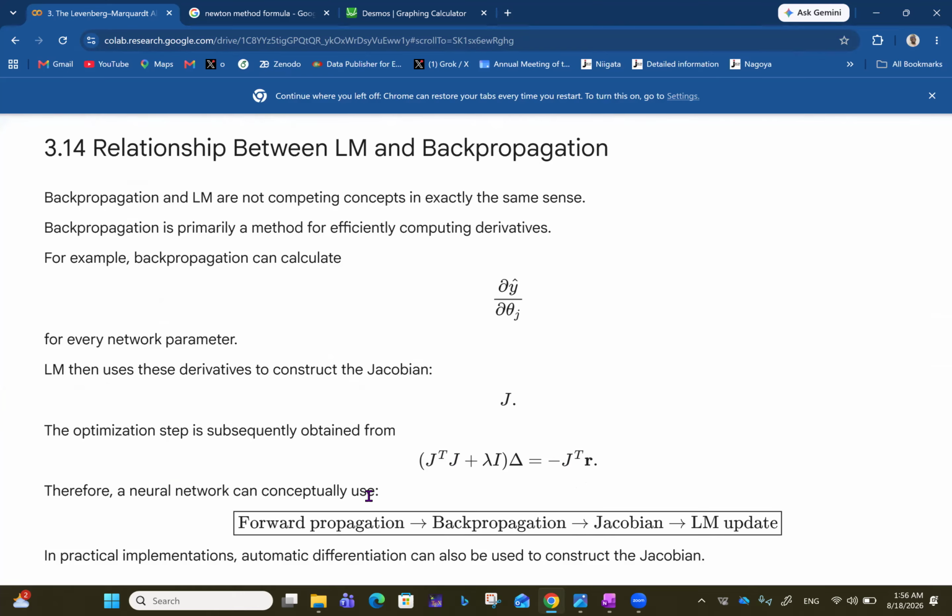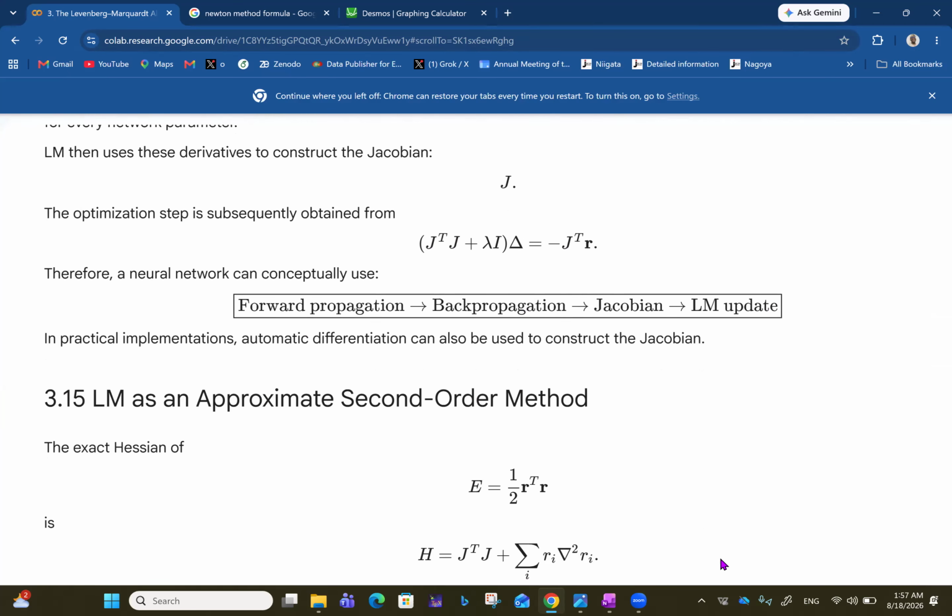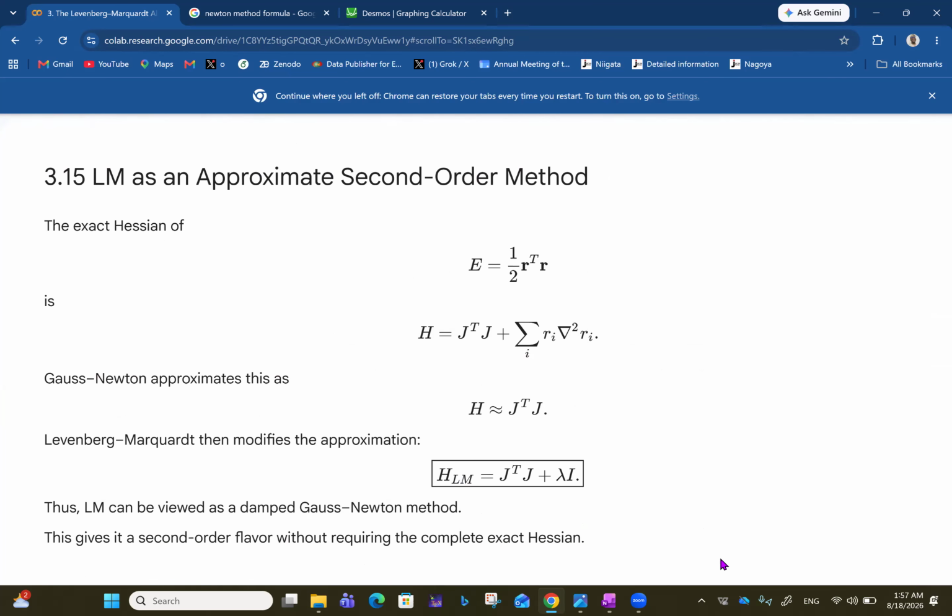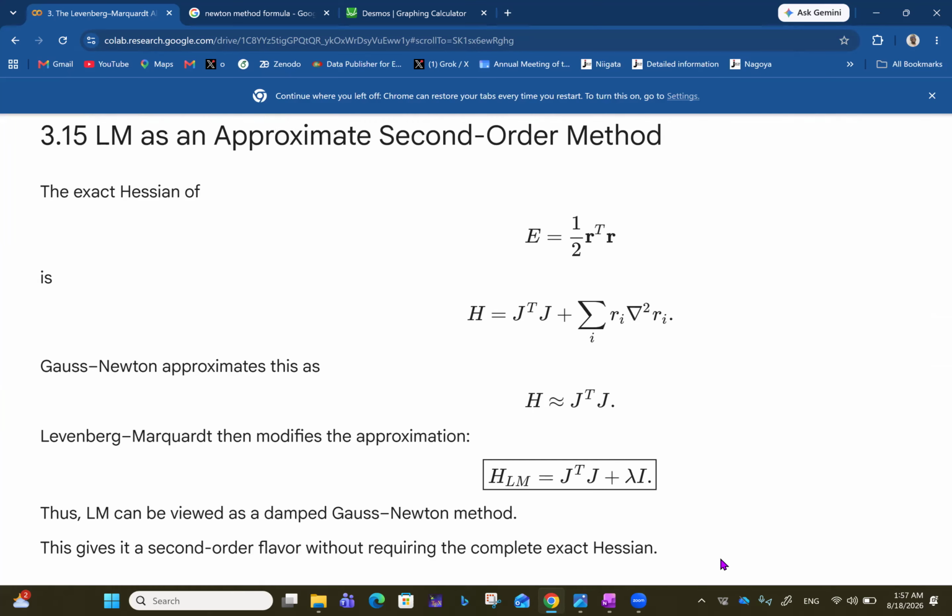Therefore, a neural network can conceptually use forward propagation to back propagation to Jacobian to LM update. Then when the LM update is obtained, forward propagation goes again, back propagation, and it keeps going until we get a good result. In practical implementations, automatic differentiation can also be used to construct the Jacobian. In deep learning, when you use things like PyTorch, these libraries are designed to do tons of computation efficiently. So we have Levenberg-Marquardt as an approximate second order method.